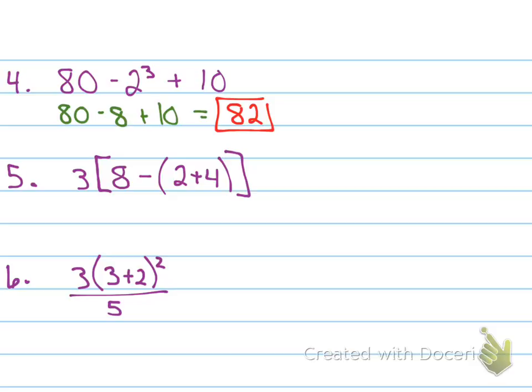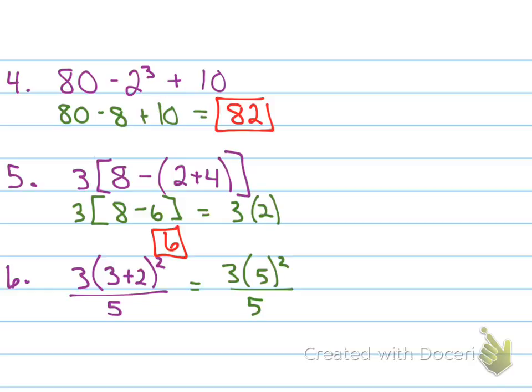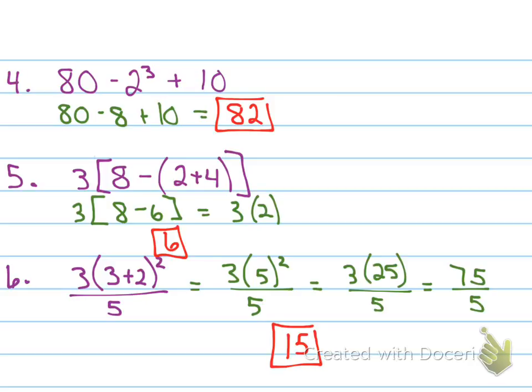Now, on number 5, I need to work from the inside out. 2 plus 4 is 6, and 8 minus 6 is 2, so 3 times 2 is 6. Then, on number 6, I work what's in parentheses first. Now, let me ask you this. Do you multiply first, or do you do your exponent? You do your exponent. 5 squared is 25, and multiply that by 3, and you get 15.